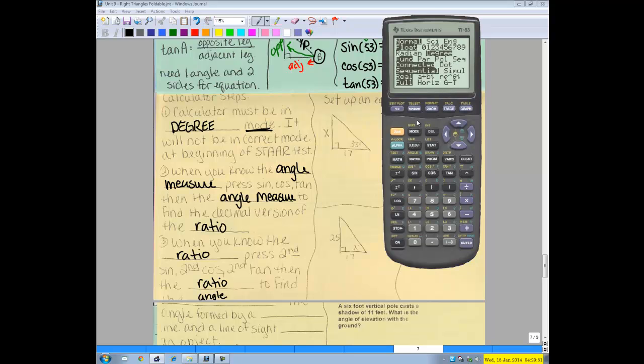To get out of this, if you look right above mode, it says quit. Press second mode. That's also how you can get yourself out of just about anything on your calculator.